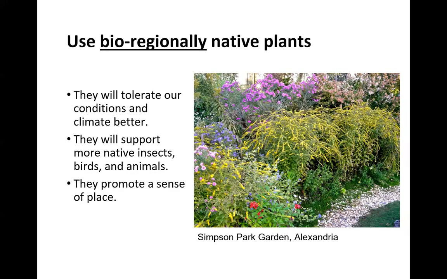This is another one of our demonstration gardens. This is a photo from Simpson Park Garden in Alexandria with a beautiful combination of asters and goldenrod. And all these gardens are listed on the mgmv.org website with directions to get to them, and I hope you'll come visit. But the bioregionally native plants are heads and tails above what is going to be native in Southwest Virginia. What's native in Southeast Virginia is not necessarily what's native here. And what's native here is what we're calling bioregionally native plants.